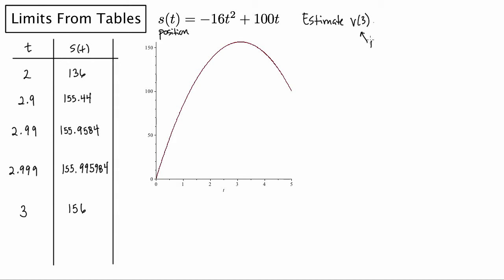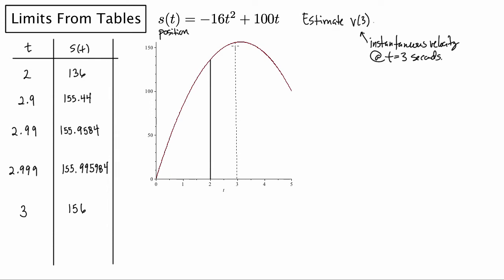equal to 3. So this would be the instantaneous velocity at t equal to 3 seconds. So imagine that this is an object which is shot up into the air with an initial velocity, and eventually the object starts to come back down. And what I want to do is calculate the velocity of that object starting at t equal to 2 all the way through t equal to 3.